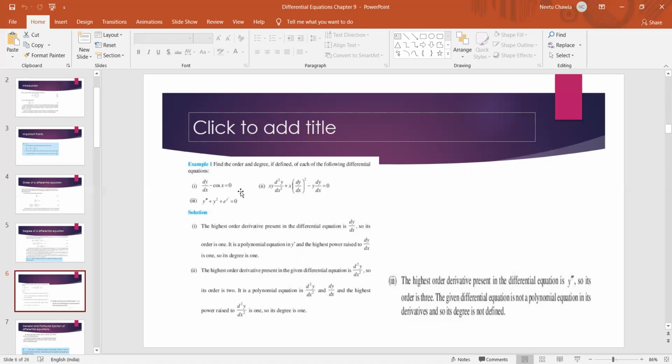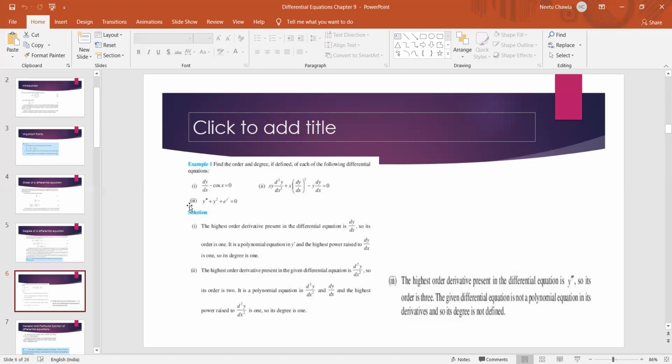Let's see the second, x y d2y by dx square plus x dy by dx to the power 2 minus y dy by dx is equal to 0. This is also a proper differential equation. But here the maximum derivative goes up to 2. So the order becomes 2. And what is the degree? Just see if anything is written above the power. You will get the order and degree from the same term. Don't look at any other term. From the same term you will get the order as well as the degree. So here the degree becomes 1 because nothing is written, which means its degree is 1.